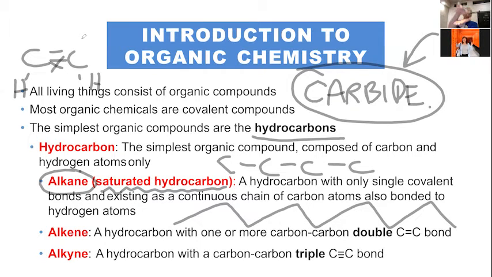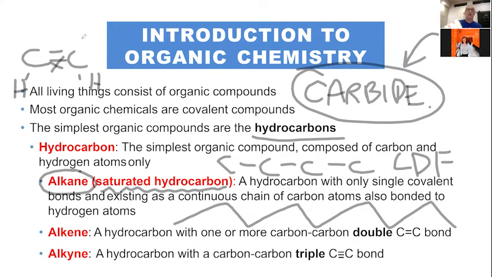And then they can just lay on top of each other with a lot of London dispersion forces and become a solid at room temperature. So if you have a saturated fat like in butter, butter has a lot of saturated fat in it. So all carbon-carbon single bonds, and it is a solid at room temperature.